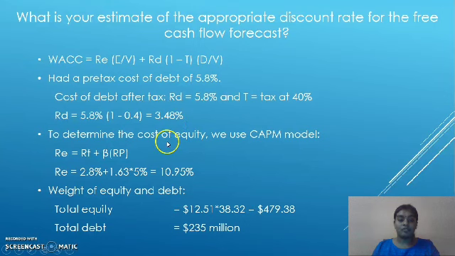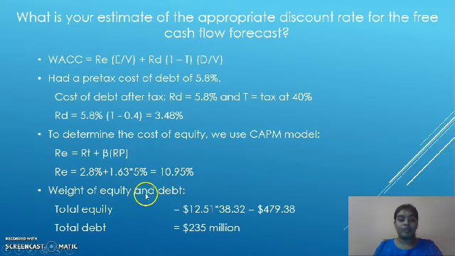And for the cost of equity, we can use the CAPM model. Based on the case study, it is given that the risk-free rate is 2.8%, beta is 1.63, and risk premium is 5%. The cost of equity can be calculated by adding the risk-free rate plus the multiple of beta and risk premium, and the cost of equity will be equivalent to 10.5%.